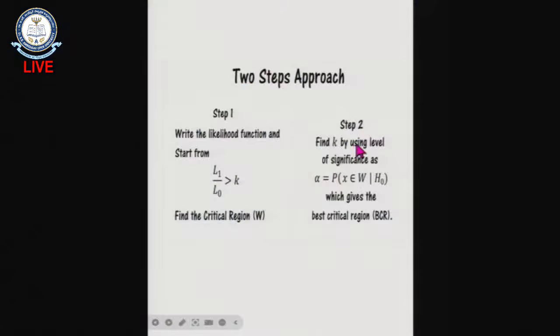So you have to find the K value by using our level of significance. We already know alpha is nothing but the probability of rejecting H0 when H0 is true, that is, X belongs to W under H0. So this gives the critical value, which is called the best critical region of this value. Very simple.